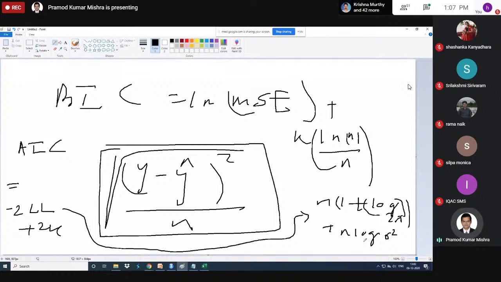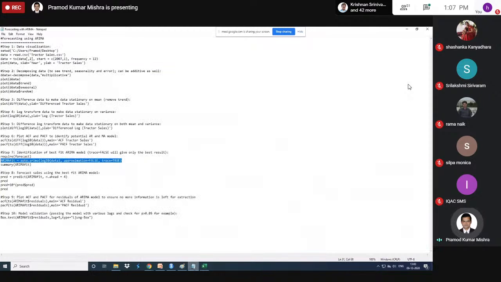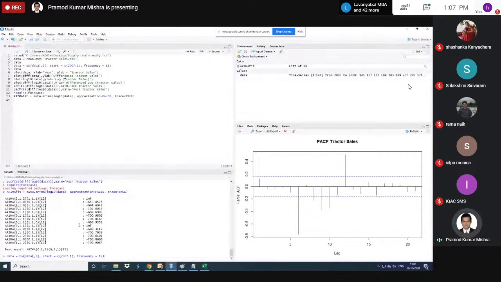There are other econometric things also, like the unit root test and so on, but we are not getting into those things. So here we have seen, if you compare the results, what is the minimum? This is the minimum, minus 702.6033. So that means this is the best model. It is ARIMA 011 011 12. This is the best model.